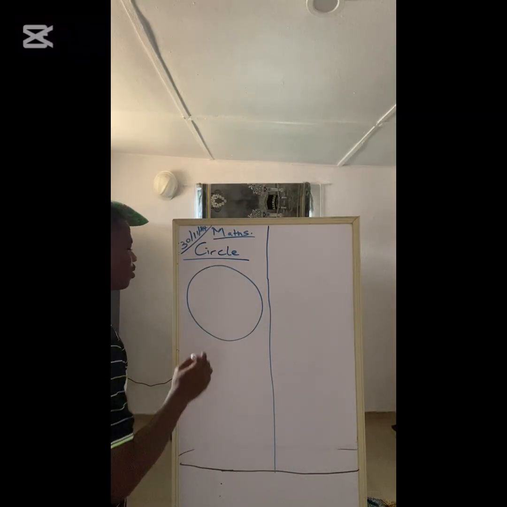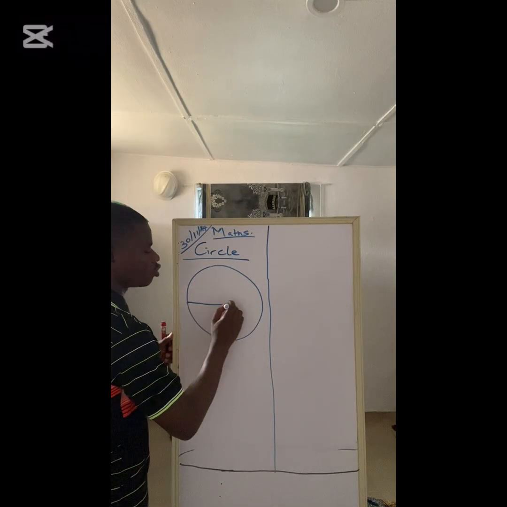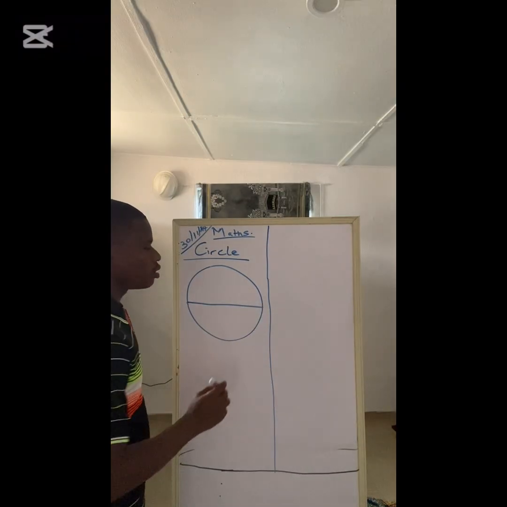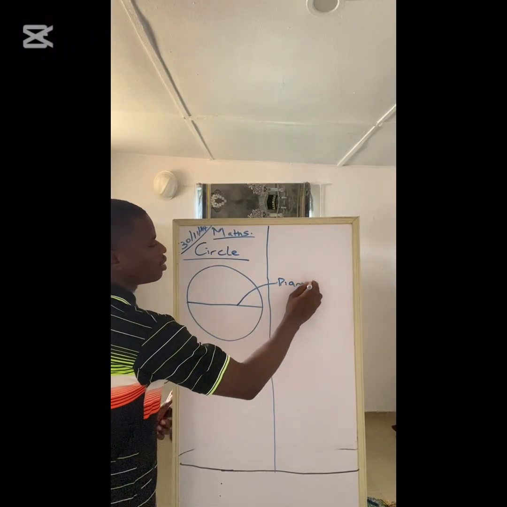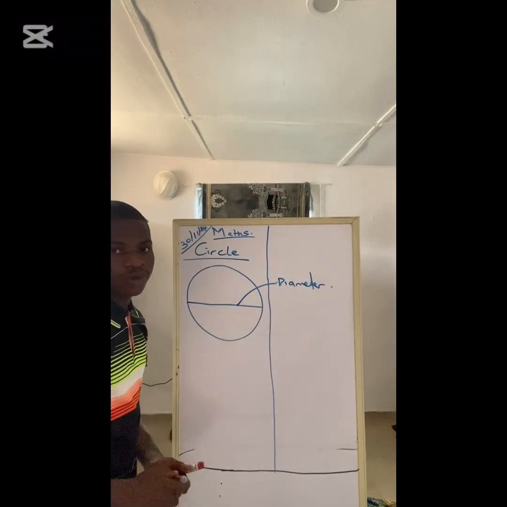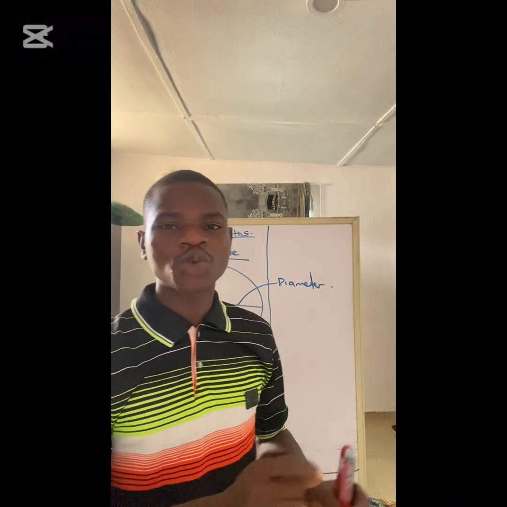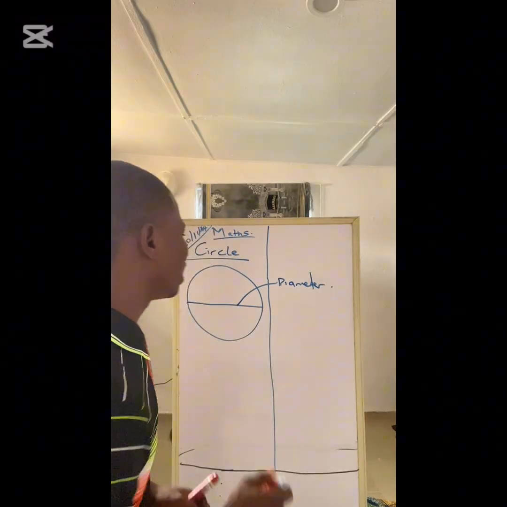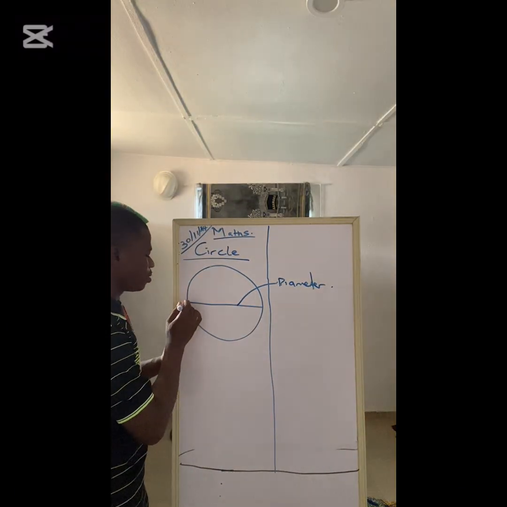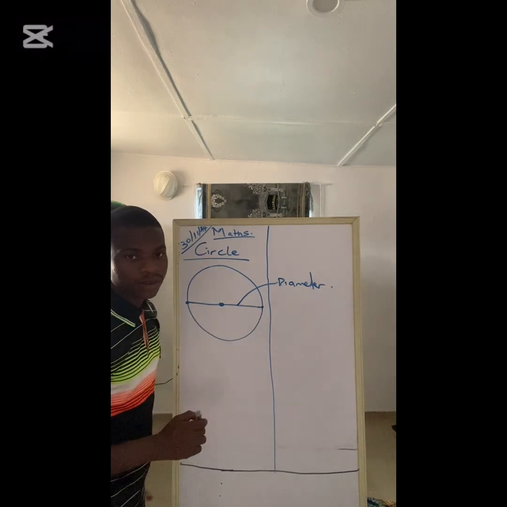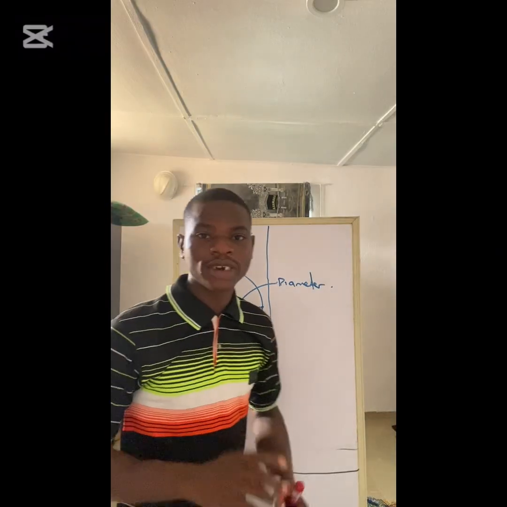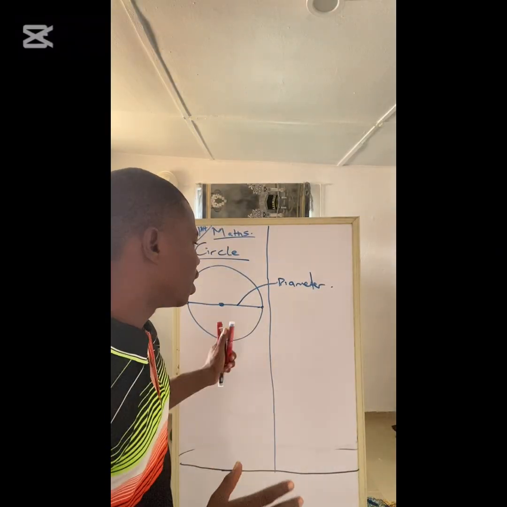The first one is that a line that divides a circle into two equal parts is called a diameter. So when they ask you what is a diameter, a diameter is any line that divides a circle into two equal parts, or a line drawn from end to end of a circle that passes through the center. Make sure that the line passes through the center of the circle. So that line is called the diameter.